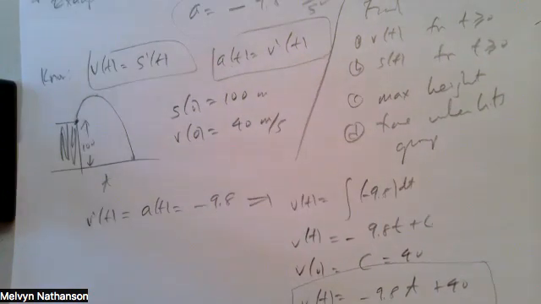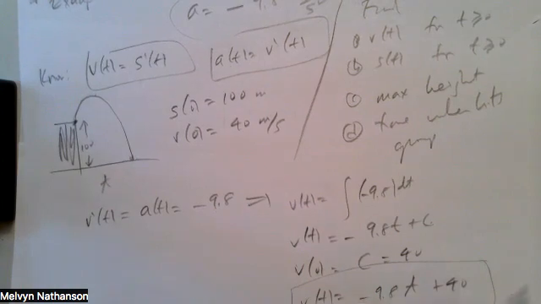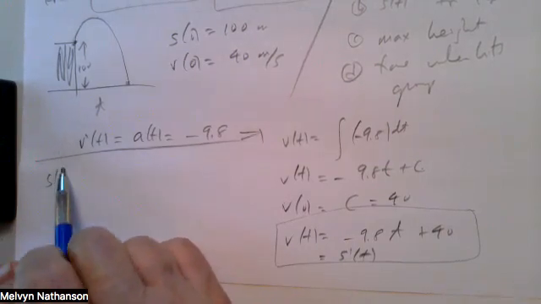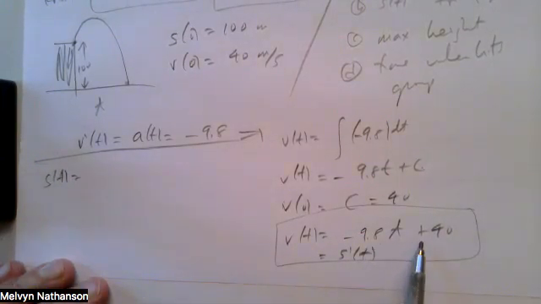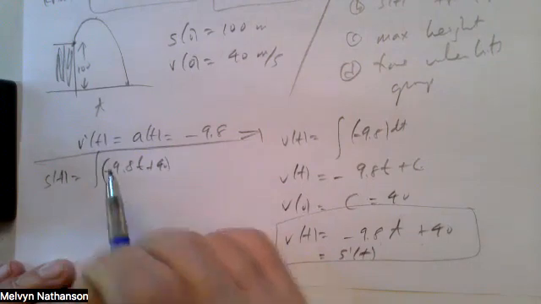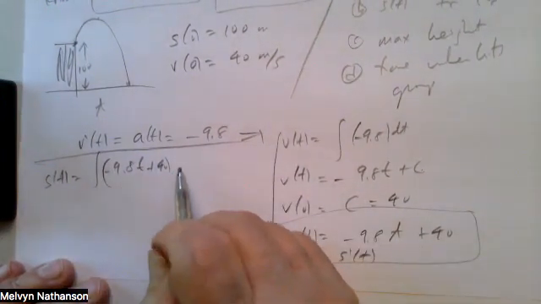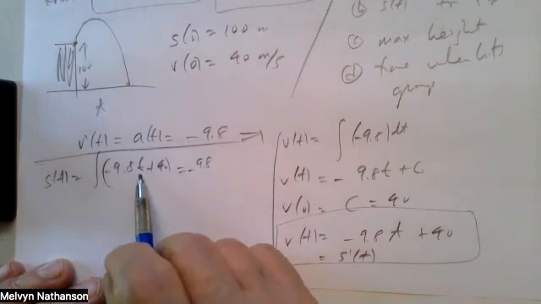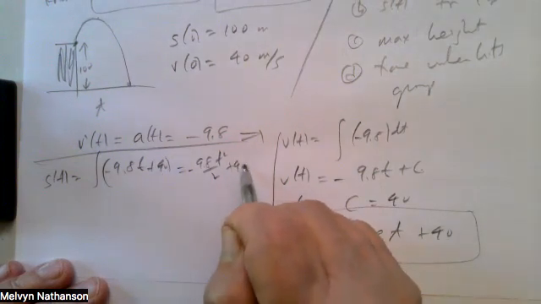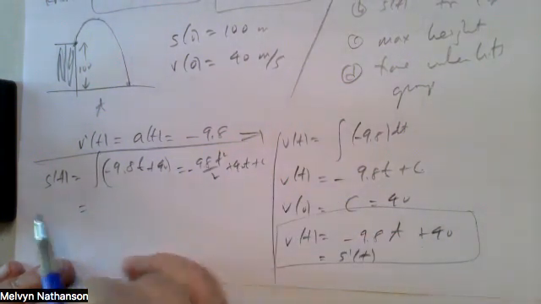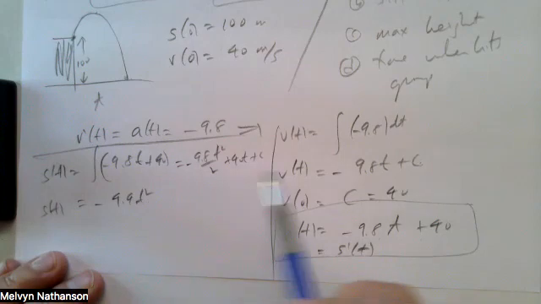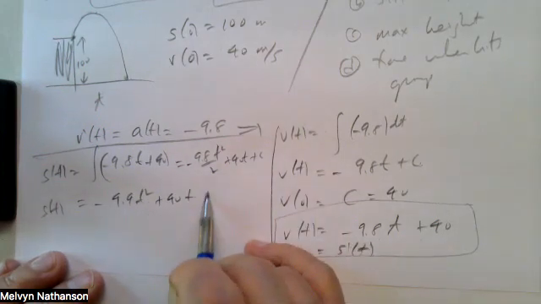And of course, velocity is the derivative of the position, s prime of t. So s of t is the antiderivative of this function, minus 9.8t plus 40. And what is that? This is minus 9.8 times the integral of t, which is t squared over 2. The integral of 40 is 40t plus a constant. So s of t is minus 4.9t squared plus 40t plus a constant.